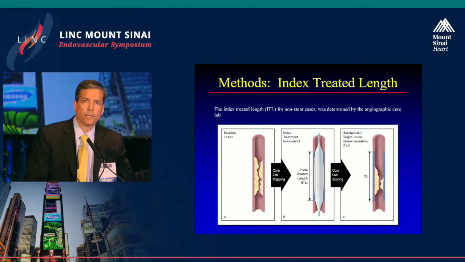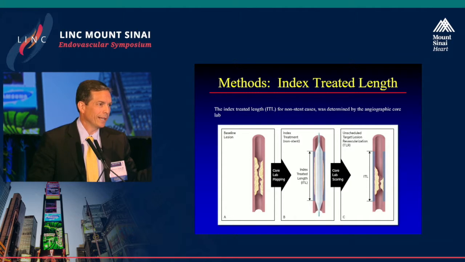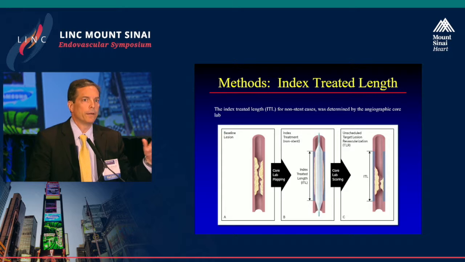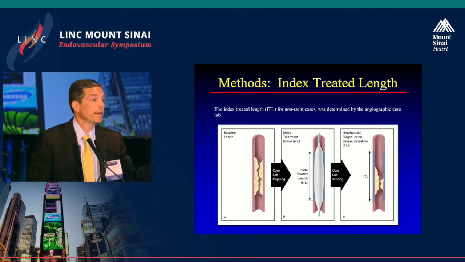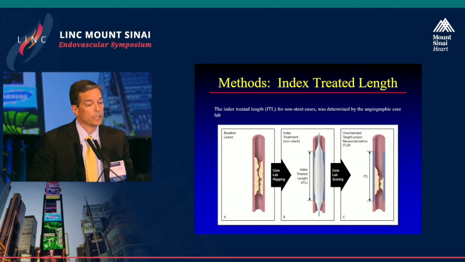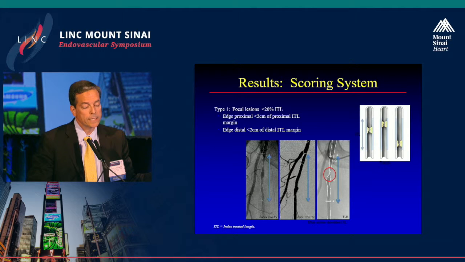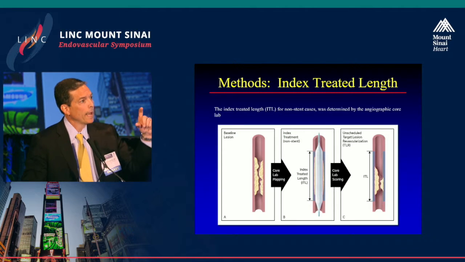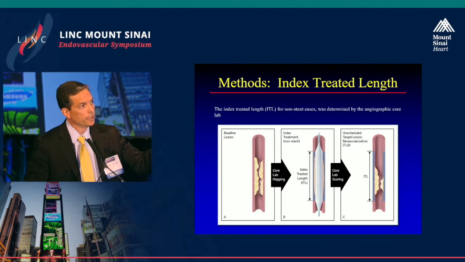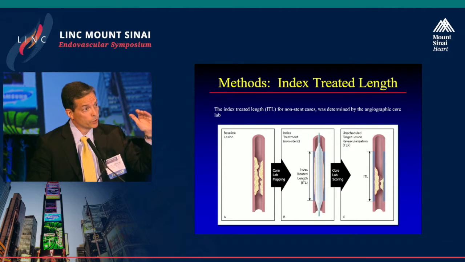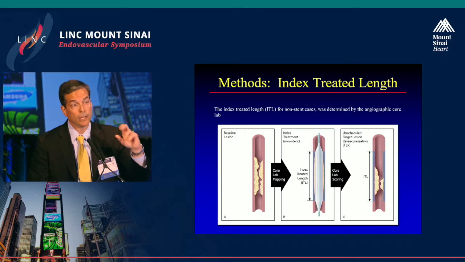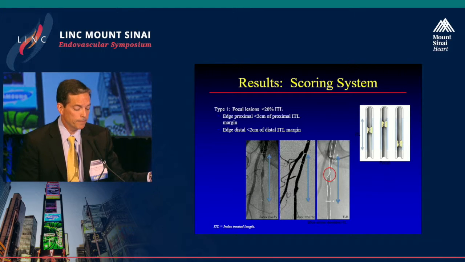We had to define a couple of things. We had to define what's called the intended or index-treated length. With a stent trial, it's very easy because there's a stent there, so you know exactly where the lesion initiated. For the non-stent group, what we had to do is go back to the lesion in the index procedure and define that level so that we can go back at the follow-up and look at the lesion specifically.